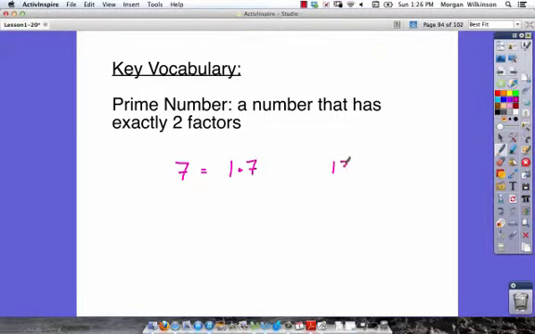How about 13? 13, we saw that one. That was 1 times 13. So, well, there's only 2 factors. So that number, 13, is prime. The number 7 is prime.